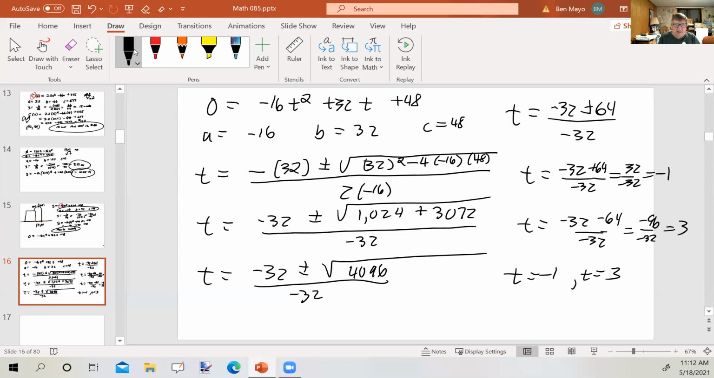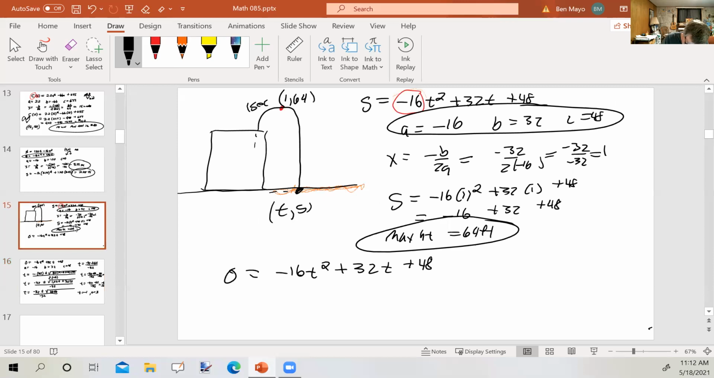So graphically, those would be the t-intercepts, okay? So this would be negative 1, 0, and this would be 3, 0. Well, the problem started up here, and t can't be negative, time can't be negative. So what's the correct answer? 3 seconds.